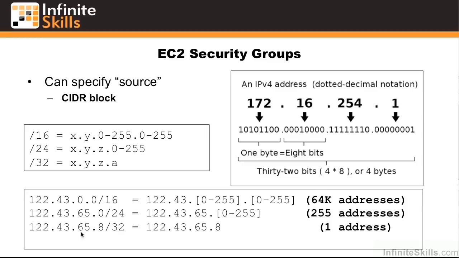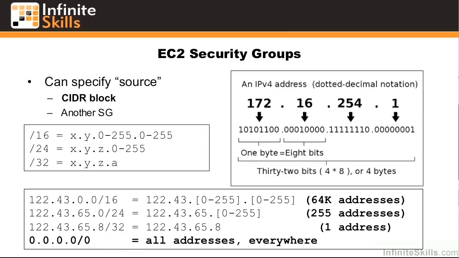This allows for 255 addresses. Finally, we have the single address, 122.43.65.8/32. This specifies a single address because you're locking all of the octets. An important address you'll be using frequently is 0.0.0.0/0. This allows all addresses from everywhere.